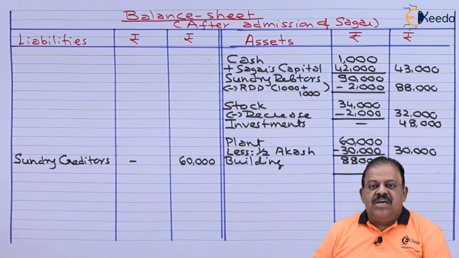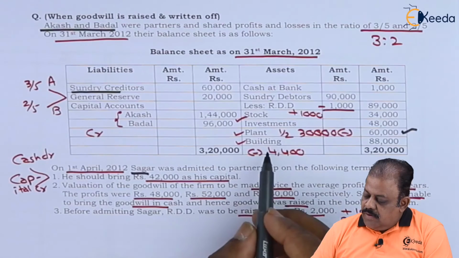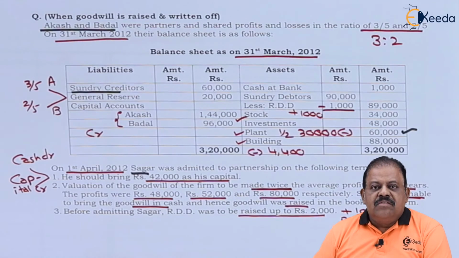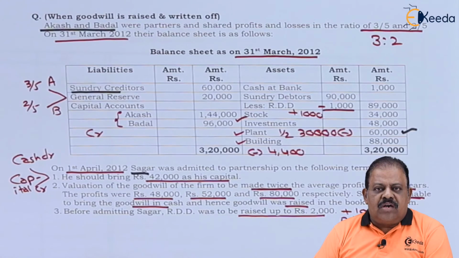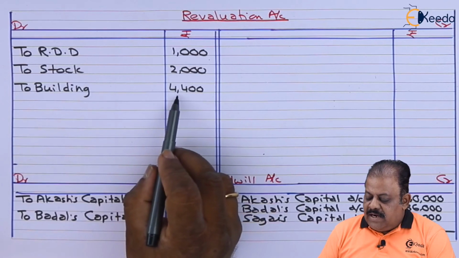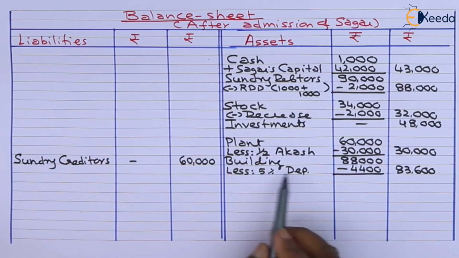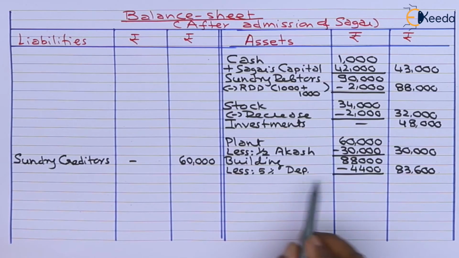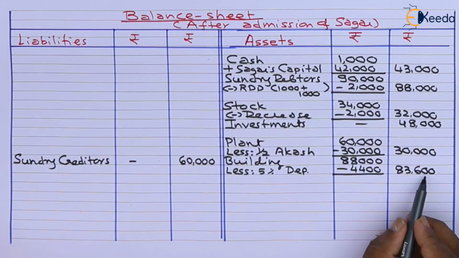Provide depreciation on building at 5% per annum. Value of building is here 88,000. We are required to reduce 5% of this, which comes to 4,400. This will have one effect to the debit of revaluation account: revaluation account debit to building 4,400. This will have another effect in the balance sheet on the asset side. Building we have 88,000 less 5% depreciation 4,400. Net value is now 83,600.